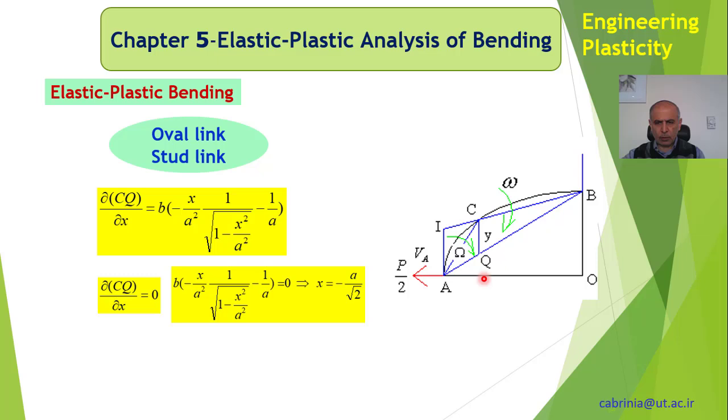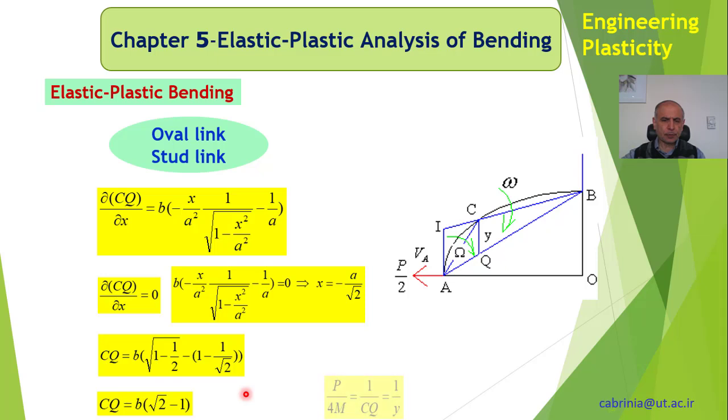So I'm positioning this x in here. So that point C and point Q are known, and that is CQ. CQ is B times this. Obviously B is known because the ellipse is known, and that is B. And CQ is equal to B times root 2 minus 1. Simplify that. So I put this into here, and I get P over 4m equal to 1 plus root 2 over B.